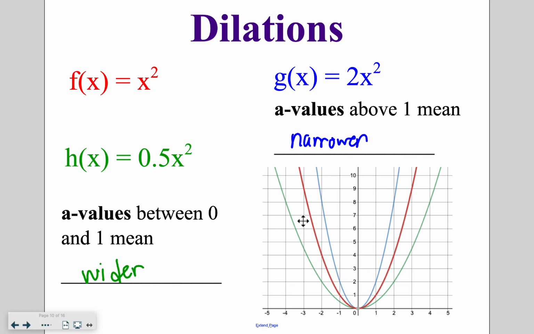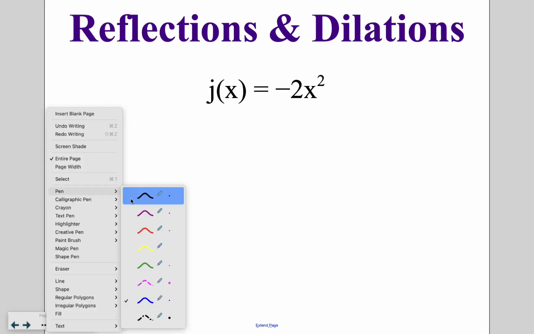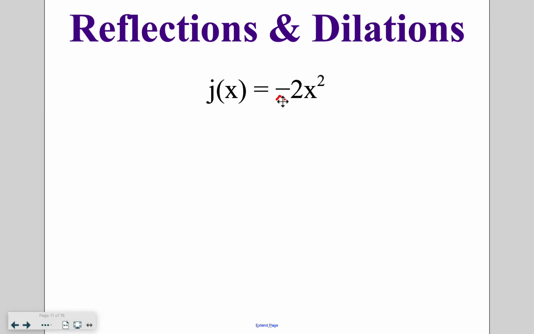Whether or not it is positive or negative determines whether it's going up or down. So you never look at a negative when you are trying to determine wider or narrower. The negative tells you whether it goes up or goes down. So for an example like this, I've got j of x is equal to negative 2x squared. The negative part is what tells me that this function would open down.